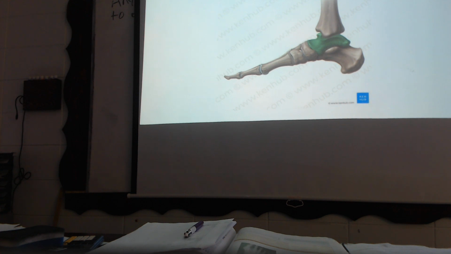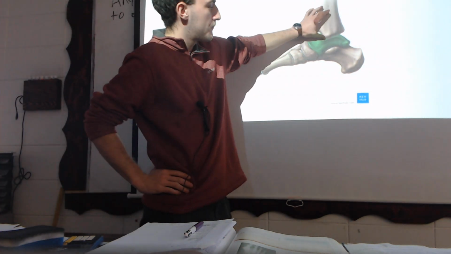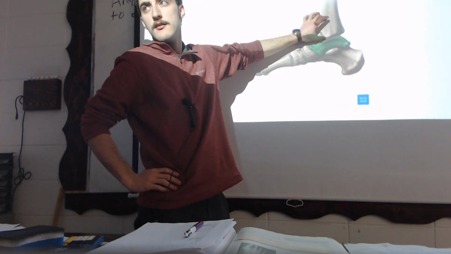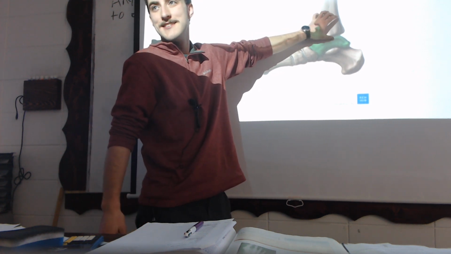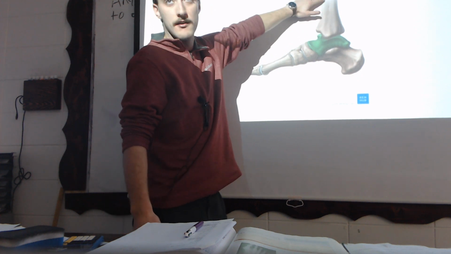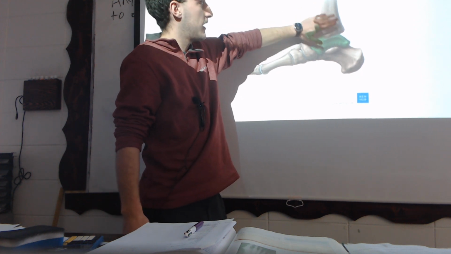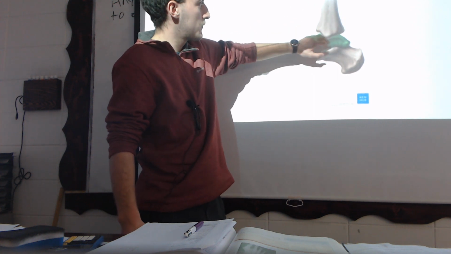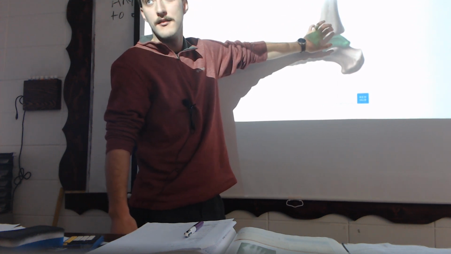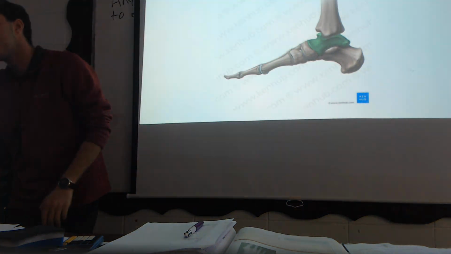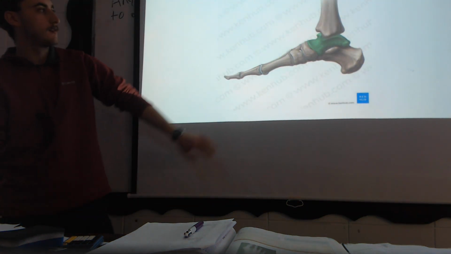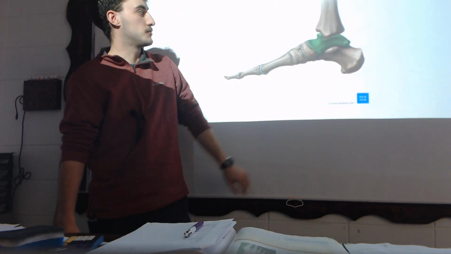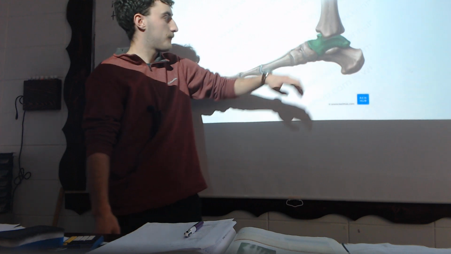Can anybody tell me what structure this is? So this is the tibia, and this is the ankle, right? This joint here. The medial malleolus. Yep, the medial malleolus. So we can see it right here. It doesn't look like a protrusion, but this area would be it.